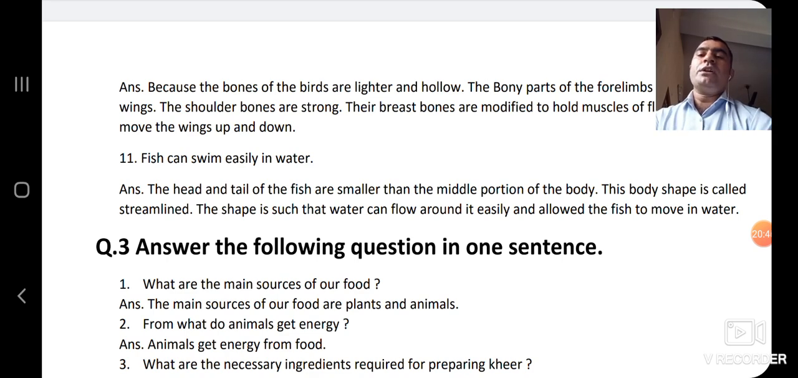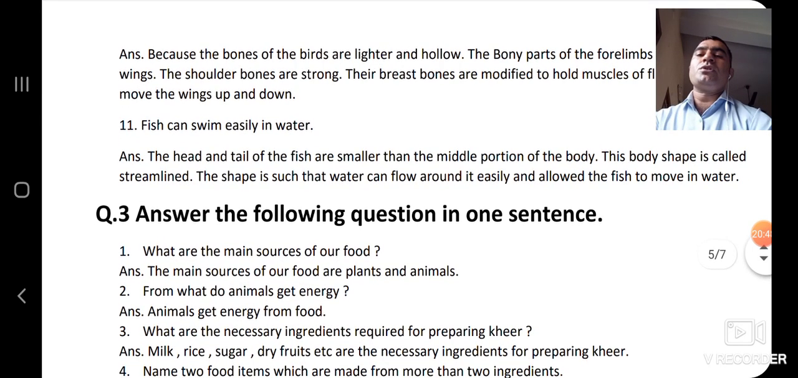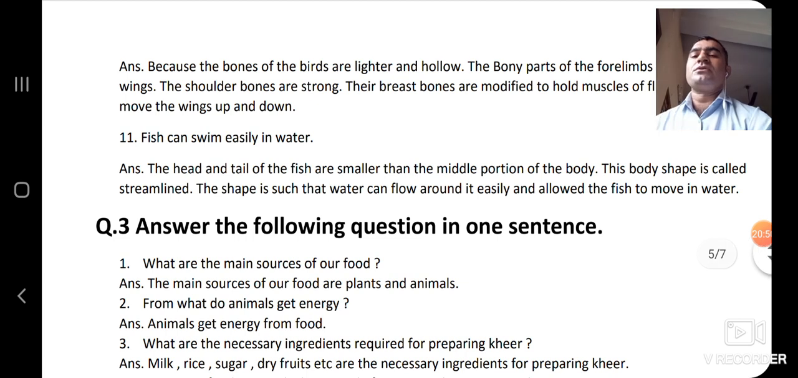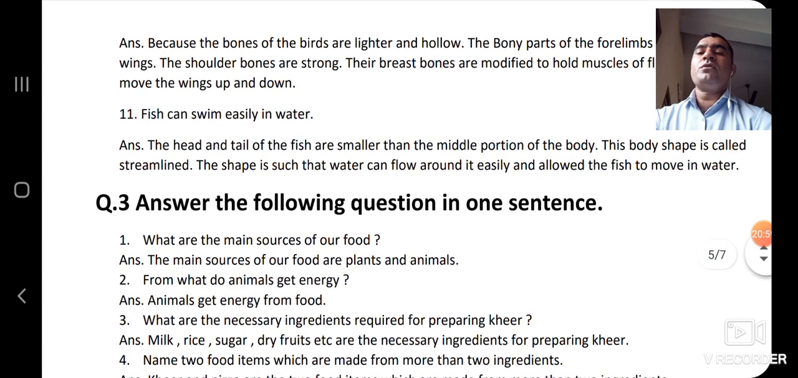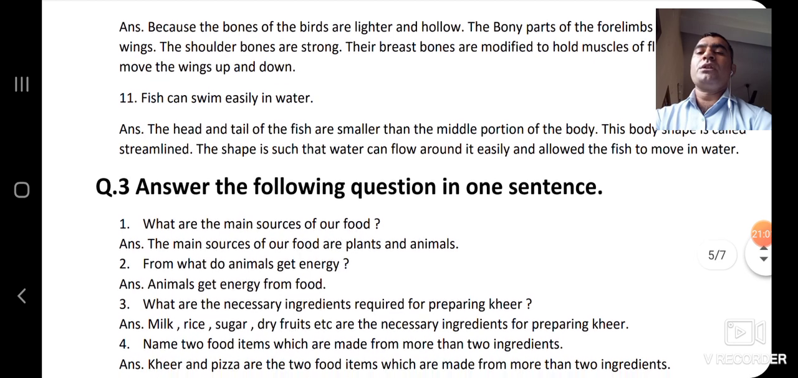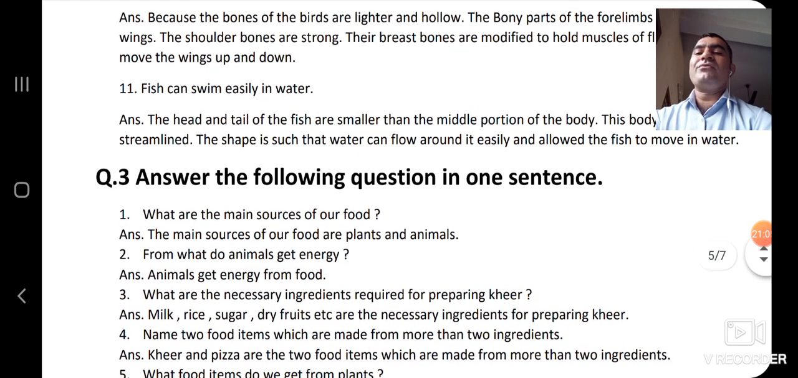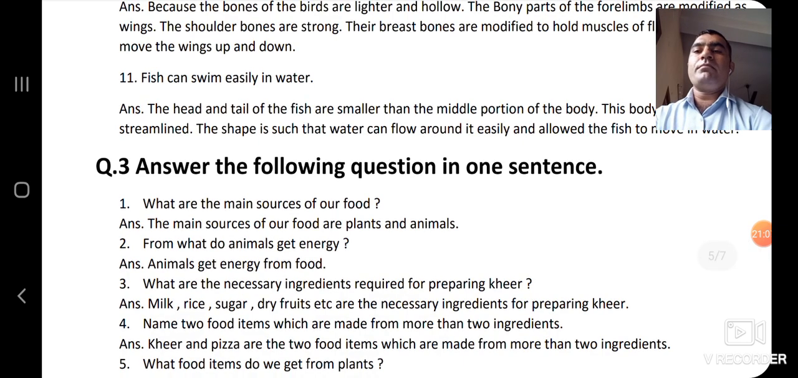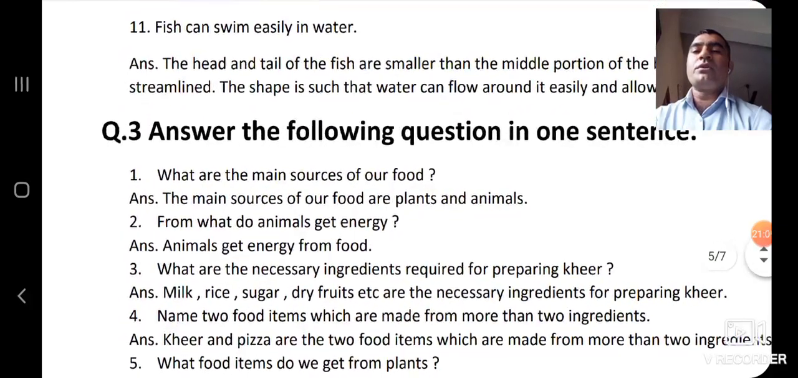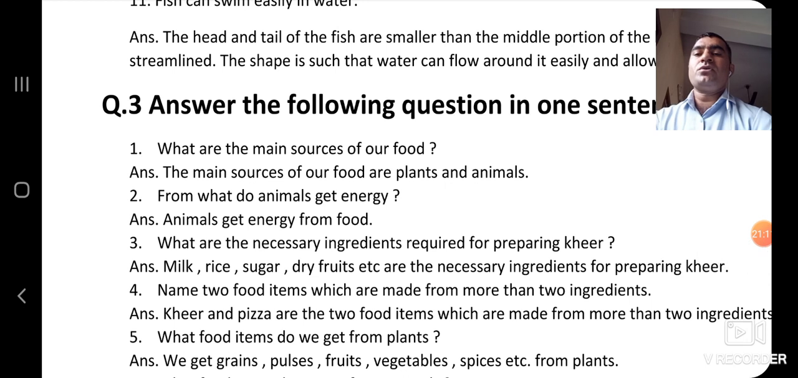See, first of all, we need milk, rice, sugar, dry fruits, etc. We can use different dry fruits to prepare kheer, right? So these are the ingredients needed to prepare kheer. Fourth question, name 2 food items which are made from more than 2 ingredients. In this answer, you can write any 2 food items which can be made with the help of more than 2 ingredients, right? So I have written kheer and pizza, right?